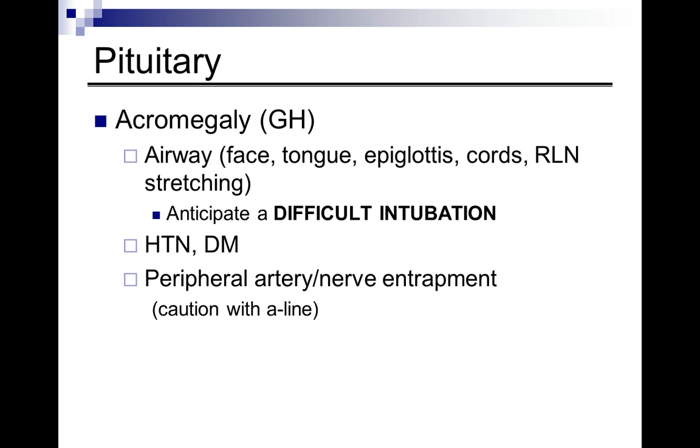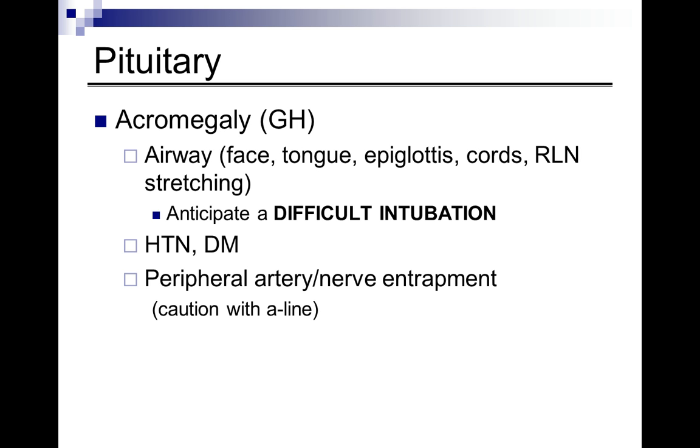A few specifics that we want to discuss. First is growth hormone. And patients who secrete growth hormone have acromegaly. Things we want to be concerned about are airway concerns. So remember that every part of the head and face and airway can be overgrown and bossed over. So the face, the tongue, the epiglottis, the vocal cords, and the stretching of the recurrent laryngeal nerve can all be considerations in these patients before we've even done anything with them. We should definitely expect difficult intubation and prepare accordingly.